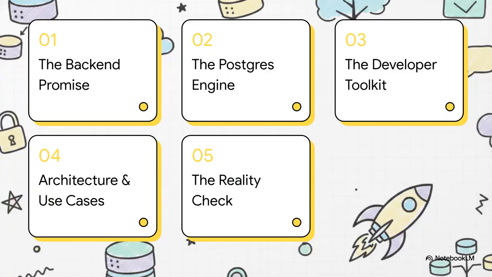All right, so here is our roadmap for today's explainer. We're going to cover the modern backend promise, the Postgres engine, the developer toolkit, architecture and use cases, and finally, the reality check. Let's dive right in.